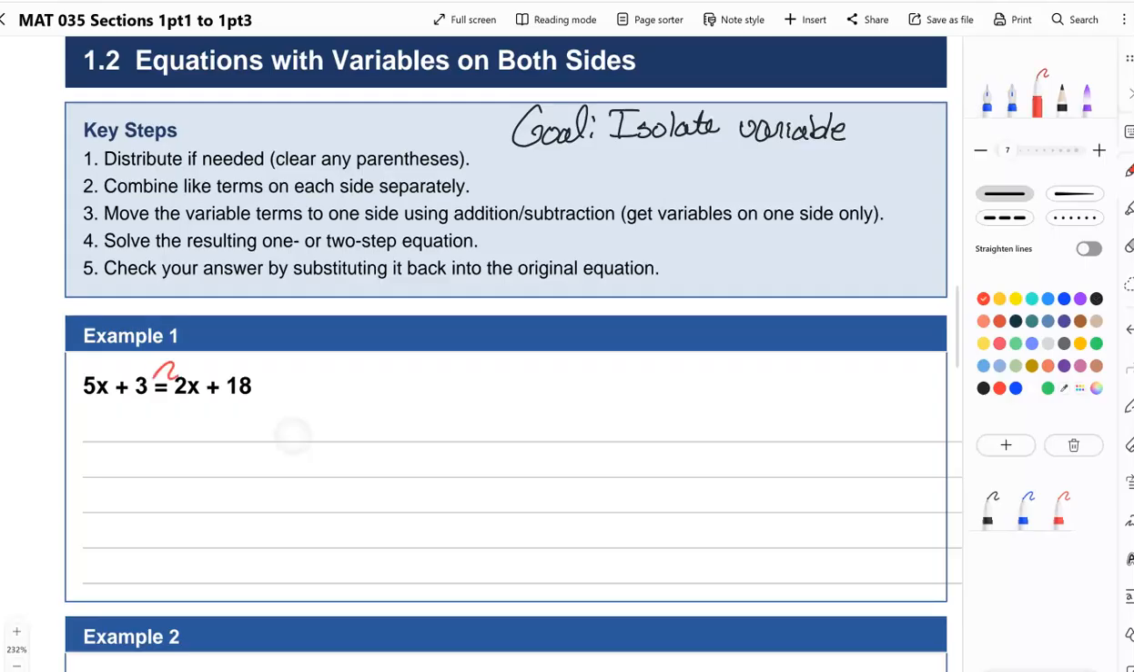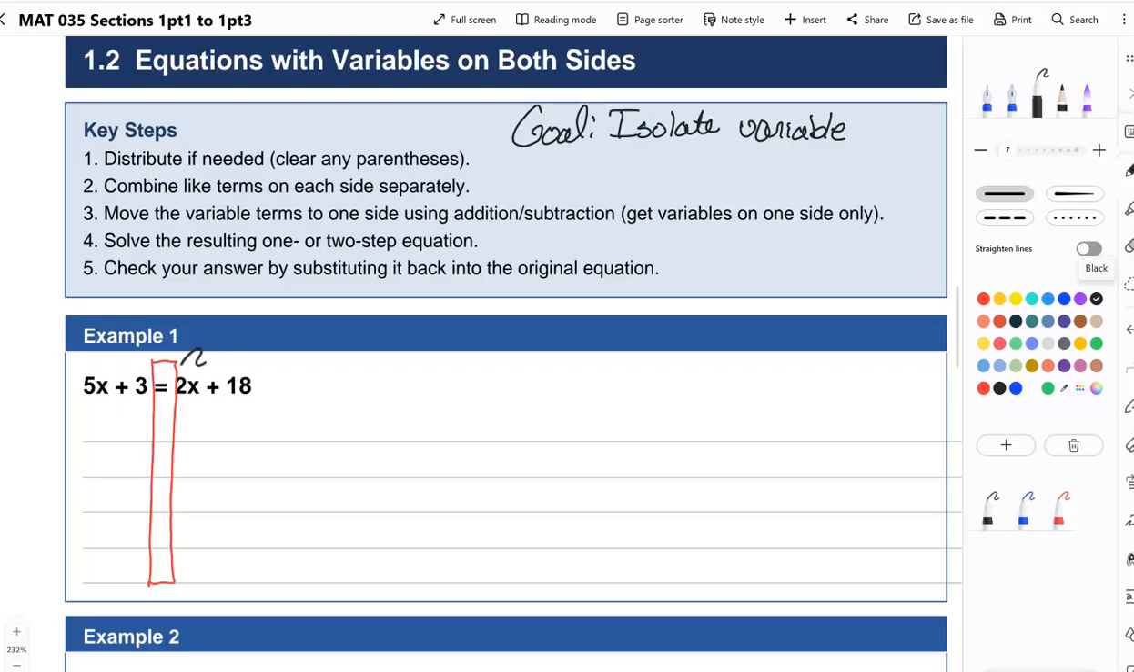I'm going to draw my wall. My wall is still around that equals. To move anything to the other side, I still have to do opposites. It does not matter if you move the variables on the left or on the right. You can pick your favorite side. I usually put the variables on the left.